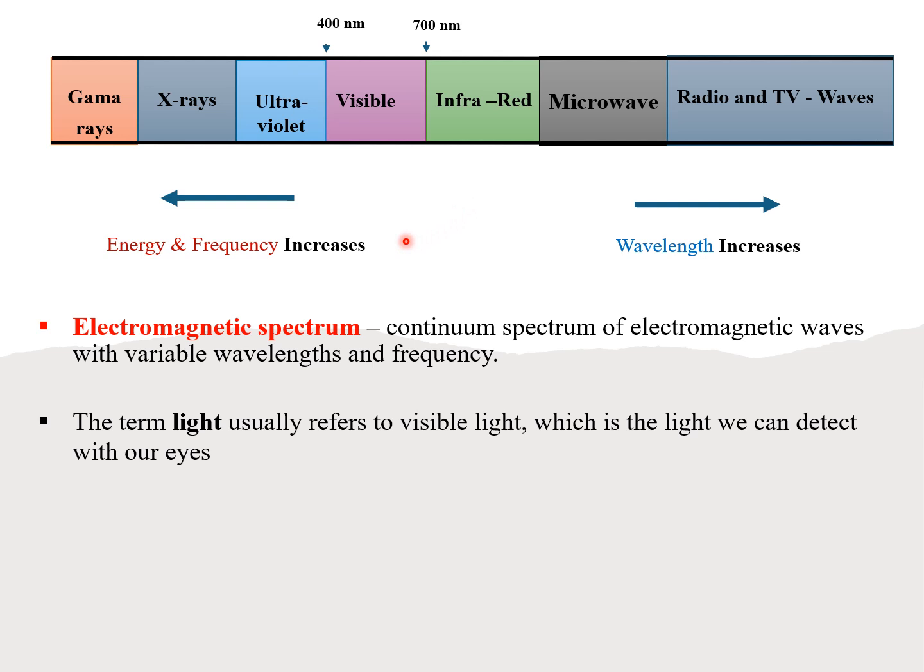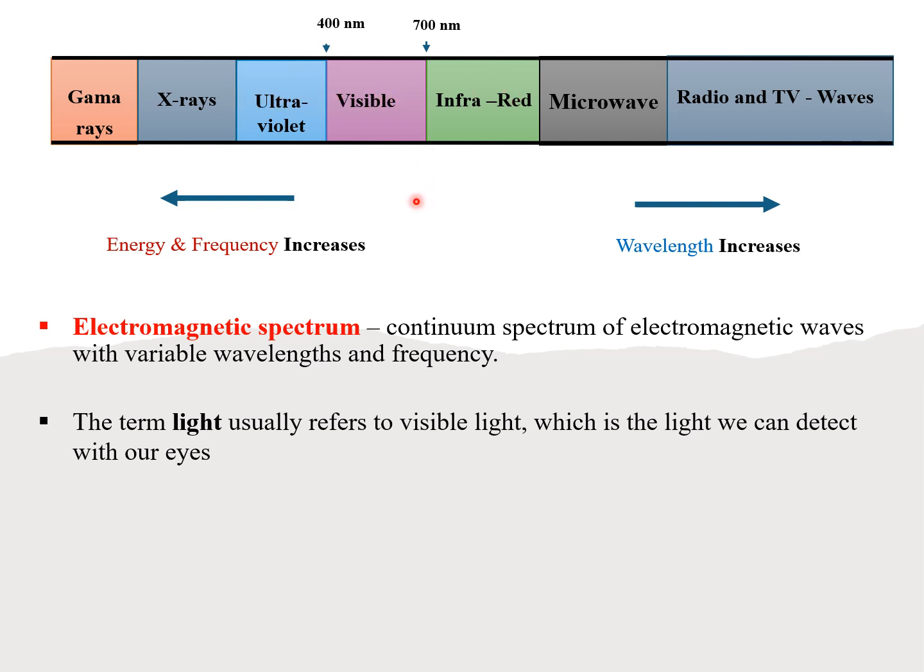The term we refer to as light, we use for the visible portion of the spectrum. This is from wavelength 400 nanometers to 700 nanometers. This small portion we can detect with our eyes, not the other spectral regions.